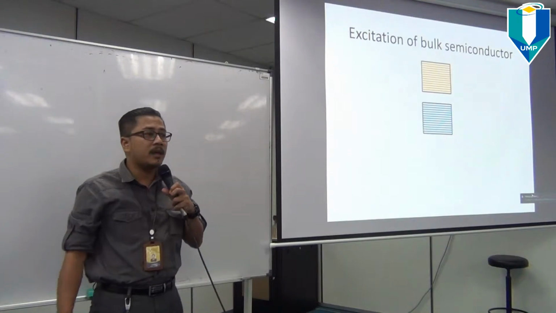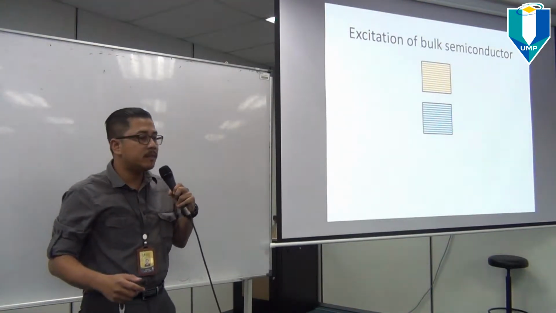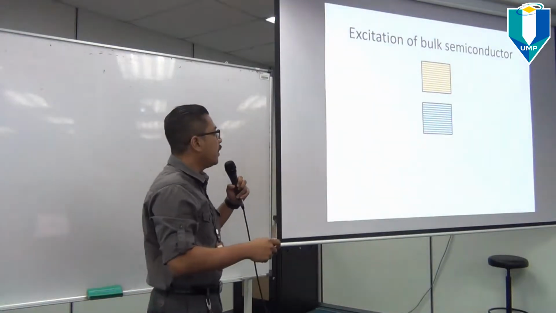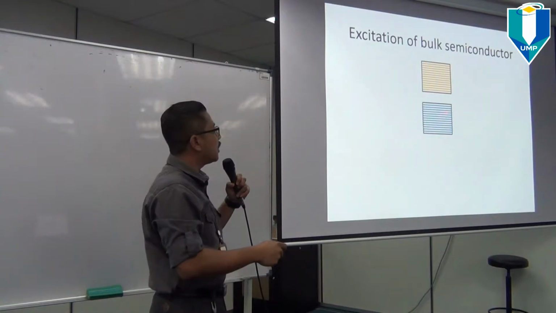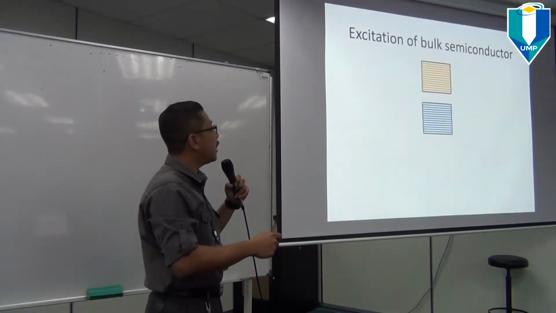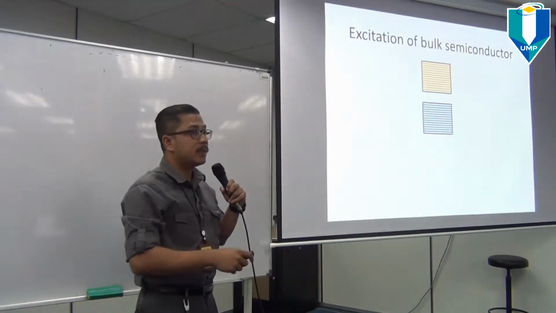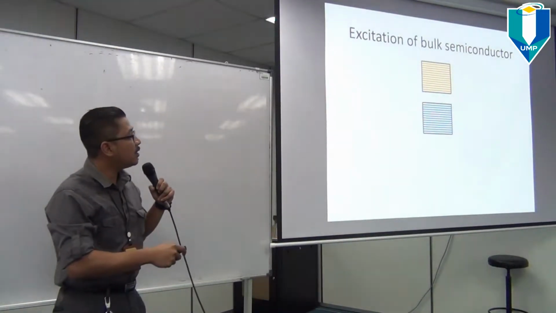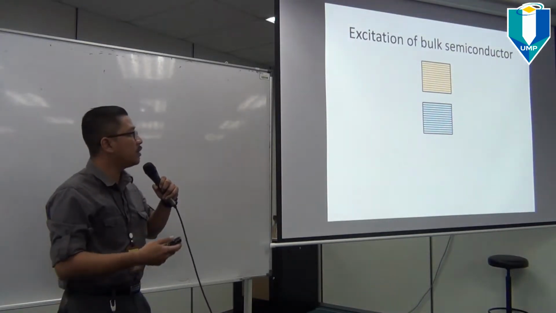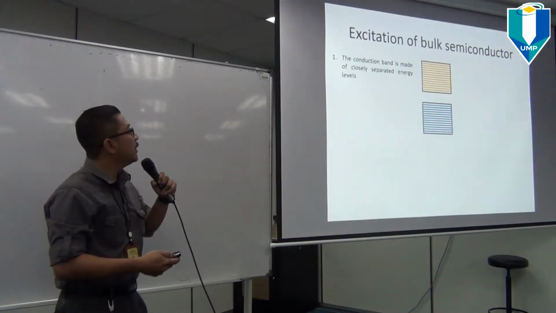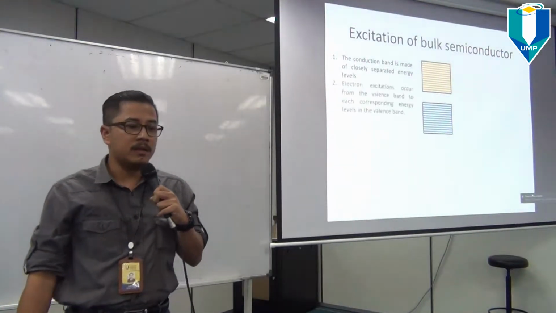First, let us take a look at the valence band and the conduction band of the bulk semiconductor. Imagine that you have closely separated energy levels in the valence band and also in the conduction band of a bulk semiconductor. Remember, this is the property of a bulk semiconductor: the energy levels are closely separated and continuous. We cannot differentiate and distinguish between the energy levels. So the conduction band is made of closely separated energy levels.